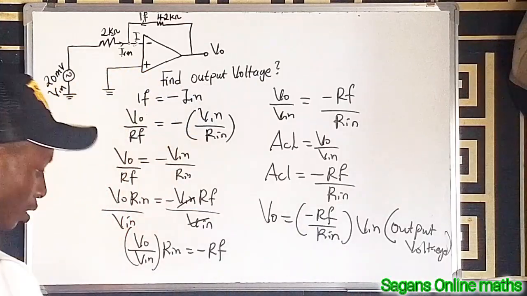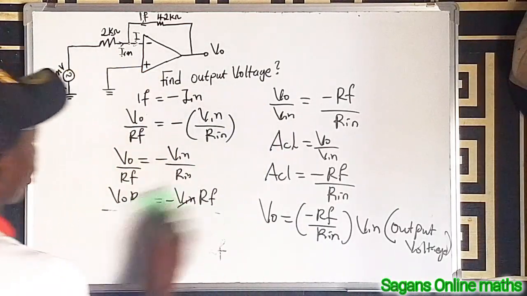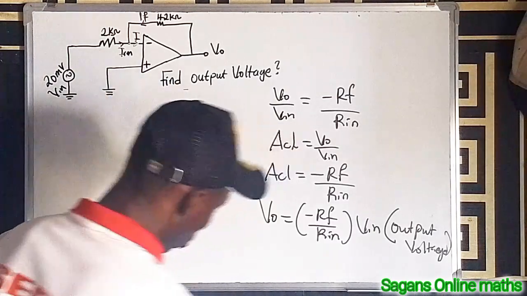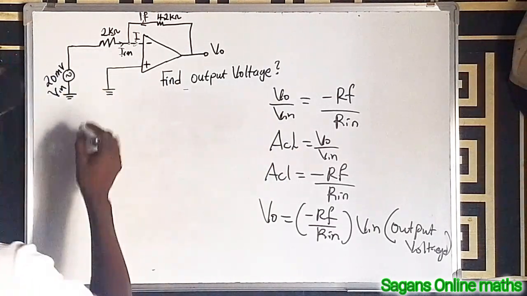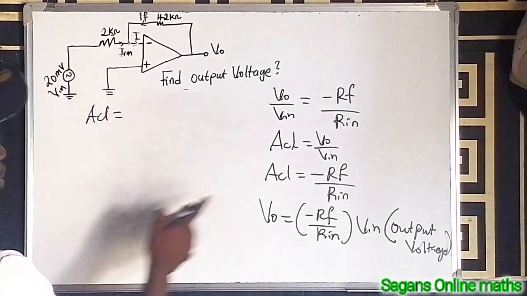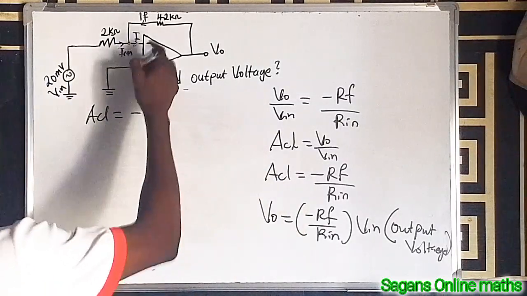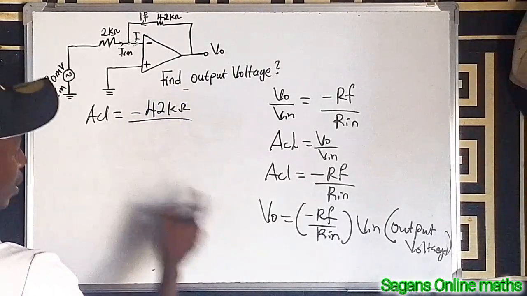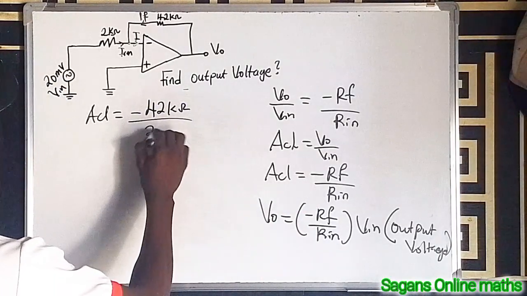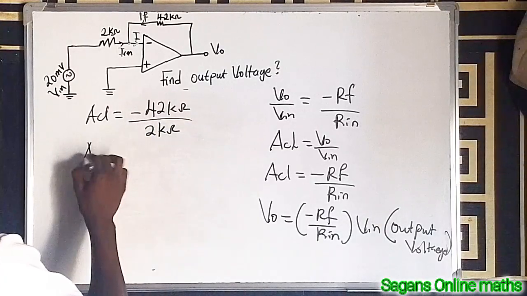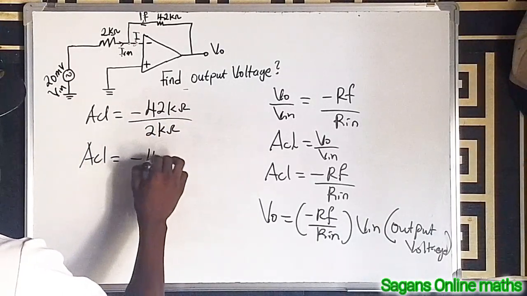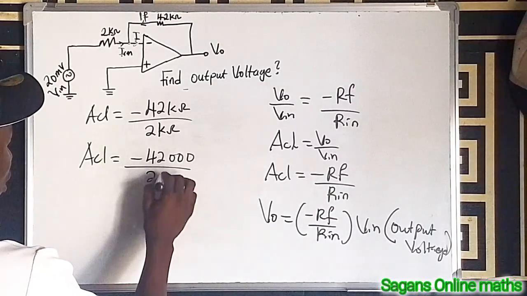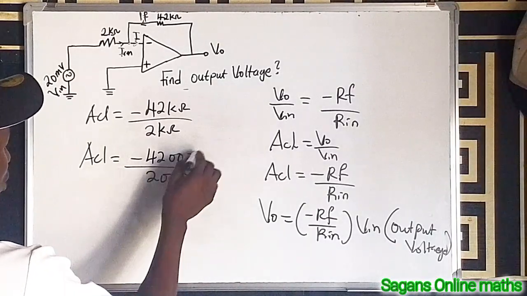Wow, this is amazing. So that's what we have to find. Before you can find the output voltage, we have to determine our closed loop gain. So our closed loop gain will be equal to minus R_f over R_in. R_f is 42k ohms divided by R_in, which is 2k ohms, right? So closed loop gain will be equal to minus 42,000, because k is 1,000, divided by 2,000, right? So the zeros will cancel out.